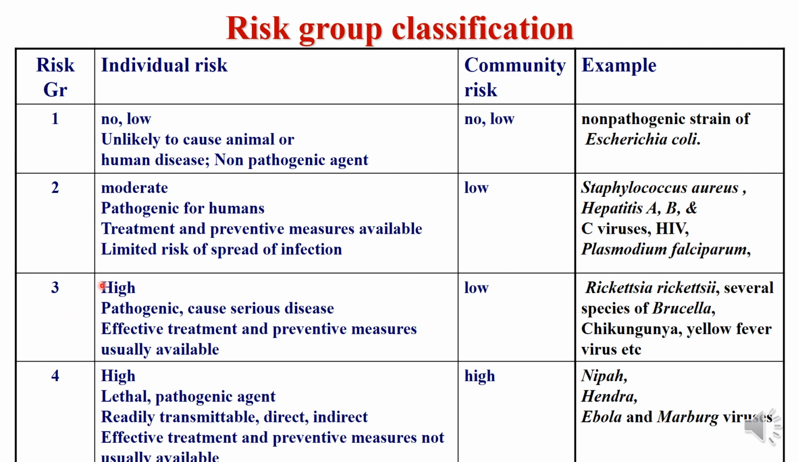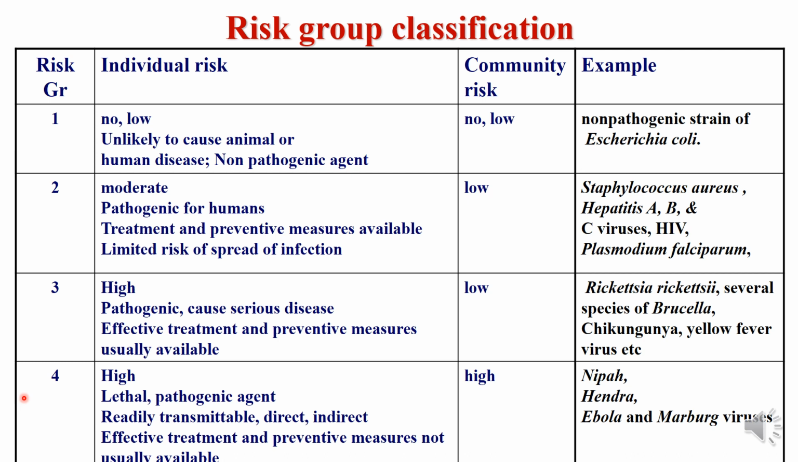The third group has high individual risk. They consist of pathogenic organisms. They cause serious diseases. If anybody is exposed to these organisms, the individual has serious disease. Effective treatment and preventive measures are usually available. Community risk is low, and it includes rickettsia, Brucella, chikungunya, yellow fever virus, etc.